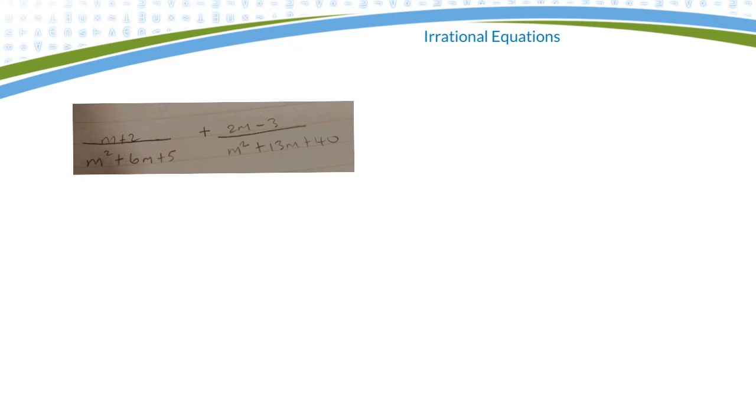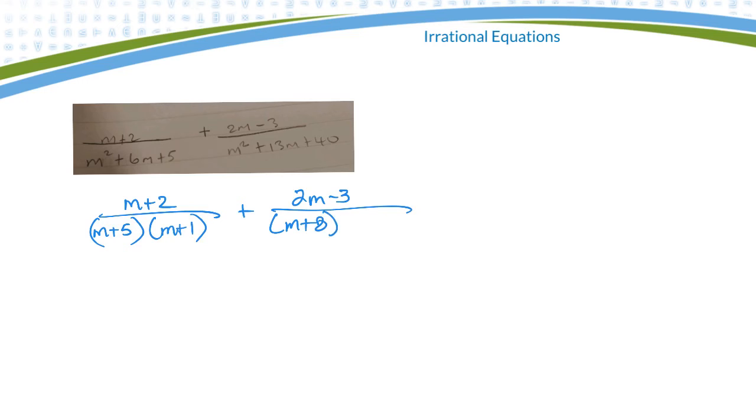Next question. There's no equal sign there, so I can't use the "I hate fractions" rule. But I do have to factor this because I need to get a common denominator. So let me factor the bottom. M plus 2 is fine up top. This, I think, will be m plus 5, m plus 1. Plus, here I've got 2m minus 3. This will be m plus 8, m plus 5, I think.